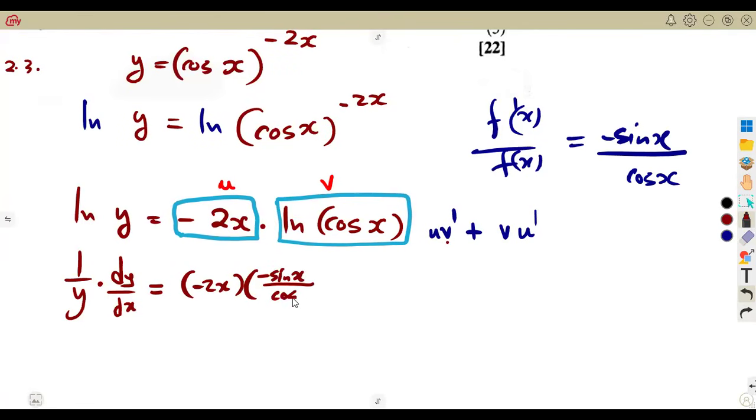All right, so this is what we have, plus v as it is. Our v is what? The ln cos as it is. So this is the ln cos of x times the first derivative of what? Of u. Our u is minus 2x. What is the derivative of minus 2x? That's a minus 2.